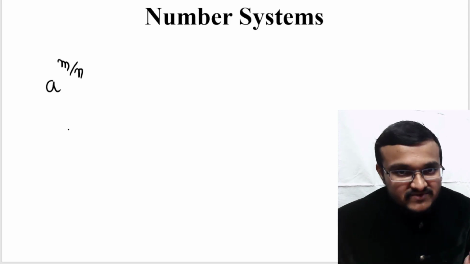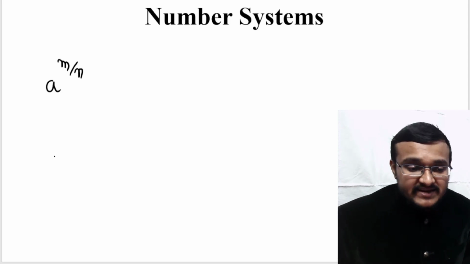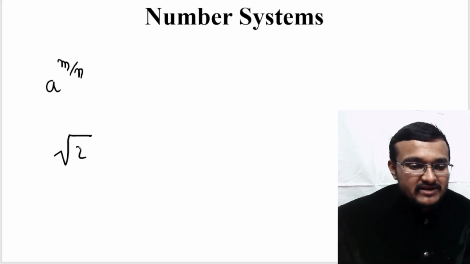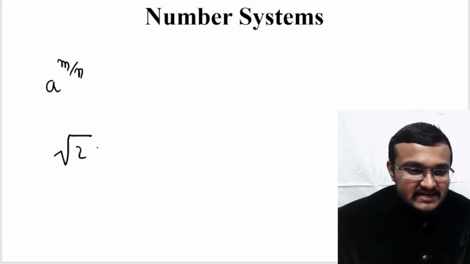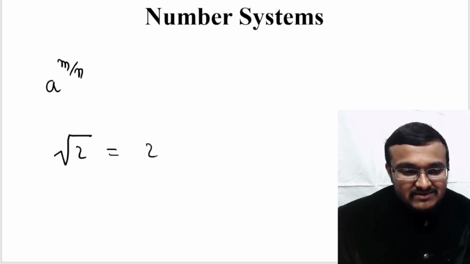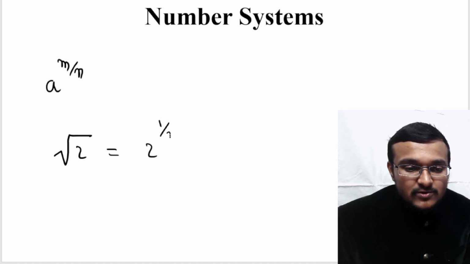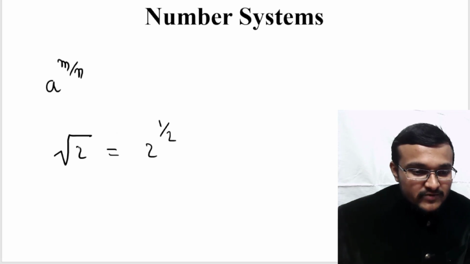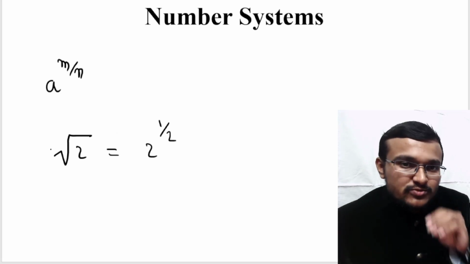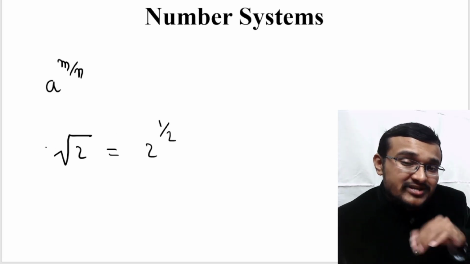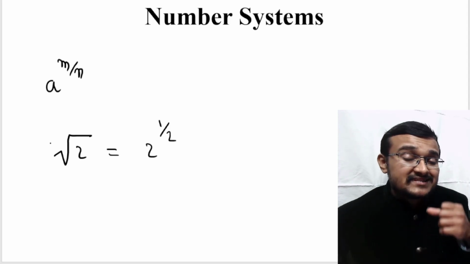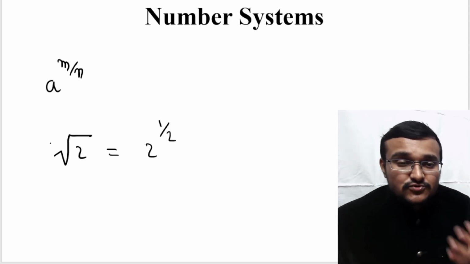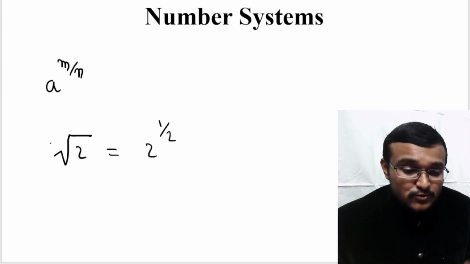So what about this value? Whenever we do square root of 2, or square root of any number, this is nothing but 2 power 1 by 2. So always remember this: whenever you are taking a square root, you are actually doing a power. So square root of 2 is nothing but 2 power 1 by 2.